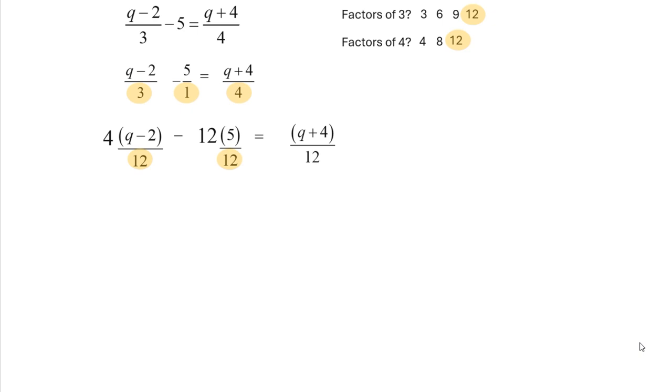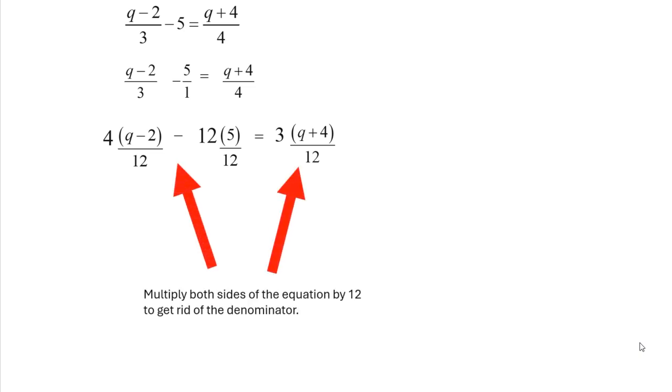And lastly, on the other side of the equation, what did we have to do to our 4 in order to make it a 12? We had to multiply that by 3. So we'll do the same in the numerator. At this point, we have all our terms with a denominator of 12, but we want to get rid of that 12 to make our equation easier to solve. We can do that by multiplying the entire left and right sides by 12, and this will have the effect of getting rid of the denominator of 12.